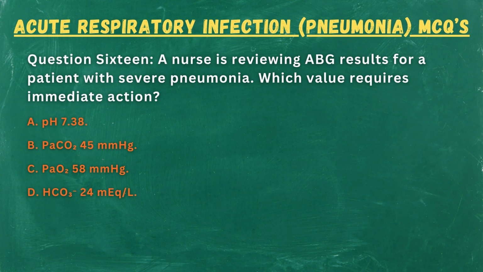Question 16. A nurse is reviewing ABG results for a patient with severe pneumonia. Which value requires immediate action? A. pH 7.38. B. PaCO2 45 mmHg. C. PaO2 58 mmHg. D. HCO3 24 mEq/L. Answer: C. PaO2 58 mmHg.